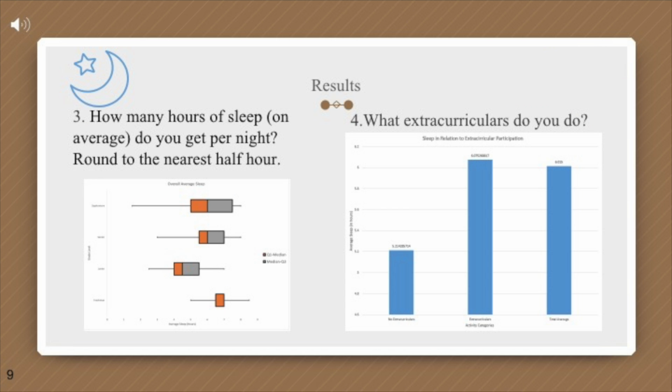Our question 3 was how many hours of sleep do you get per night on average? The total average amount of sleep was almost the same as the average amount of sleep with students that did extracurricular activities, and the majority of students surveyed participated in some form of extracurricular activities, which was our question 4. Students who did not participate in any extracurriculars had significantly less sleep on average. Students participating in extracurriculars got 52 more minutes of sleep on average. There seems to be a correlation, but we can't assume causation.